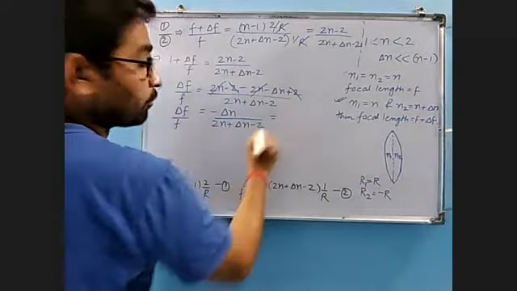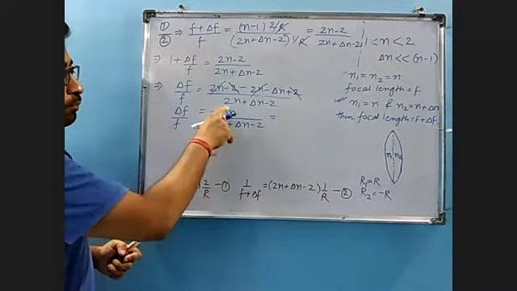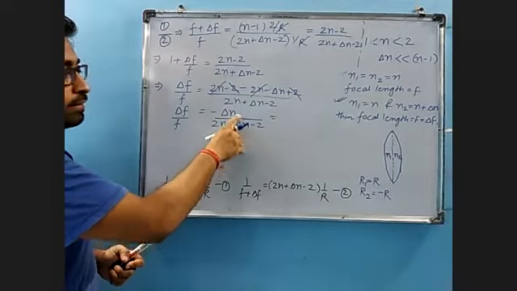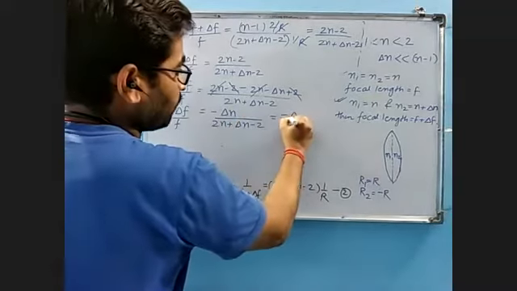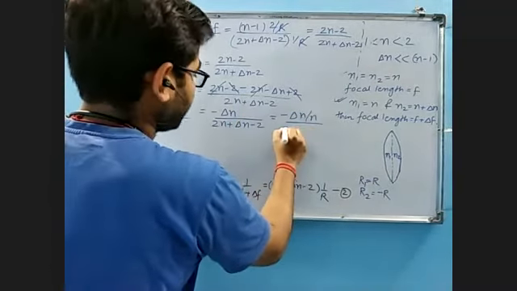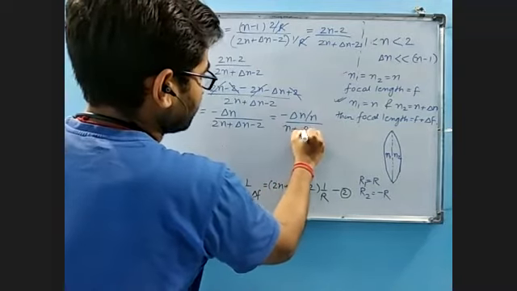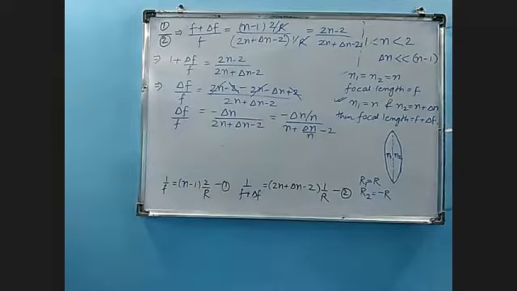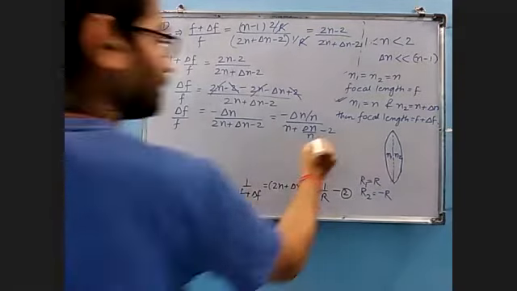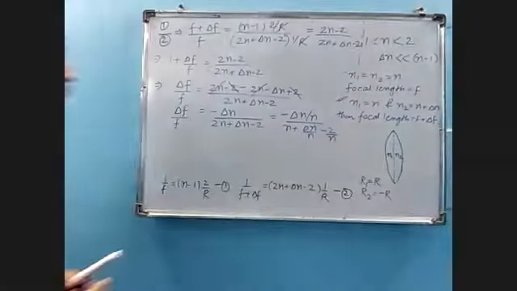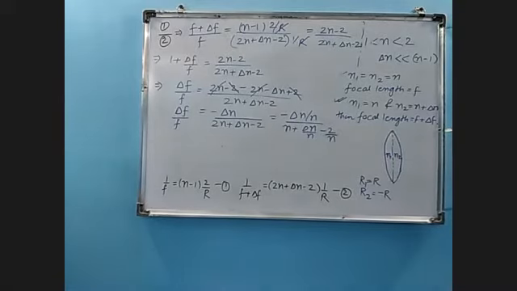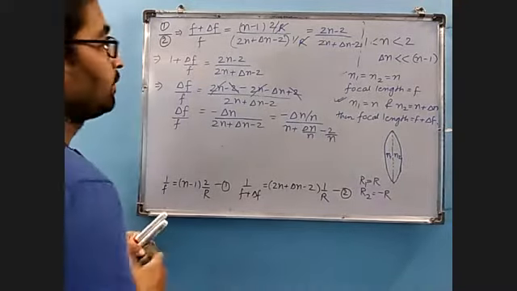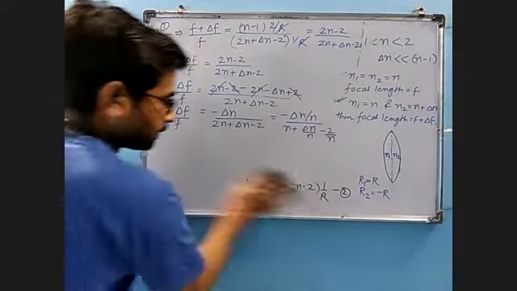This will also be equal to, dividing both numerator and denominator by n, minus delta n by n upon 2 plus delta n by n minus 2 by n. This is the equation we are finally getting in terms of delta f by f and delta n by n. So now, rubbing all the things.